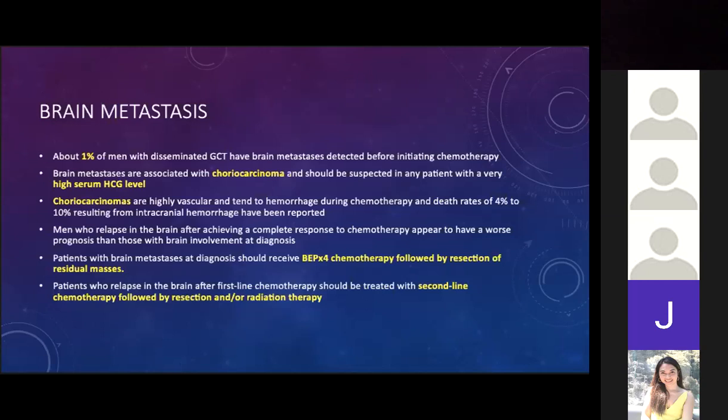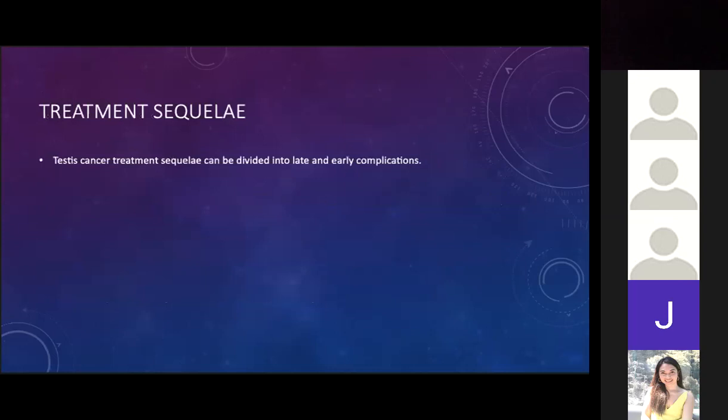Men who relapse in the brain after achieving a complete response to chemotherapy appear to have a worse prognosis than those with brain involvement at diagnosis. Patients with brain metastasis at diagnosis should receive BEP for 4 cycles, followed by resection of residual masses. Patients who relapse in the brain after first-line chemotherapy should be treated with second-line chemotherapy, followed by resection and/or radiation therapy. So testis cancer treatment sequelae can be divided into late and early complications.